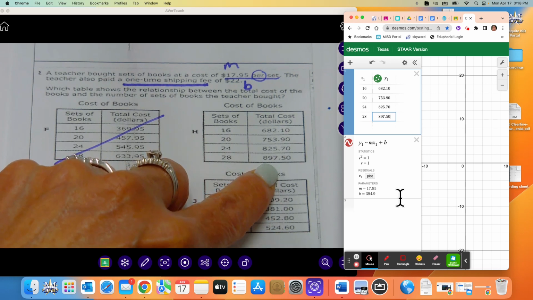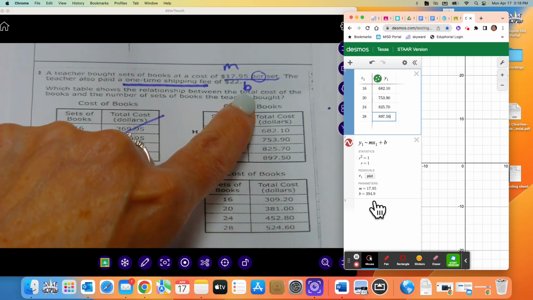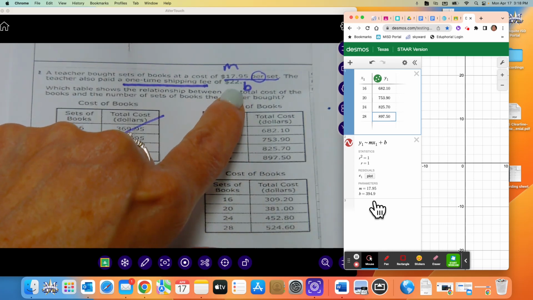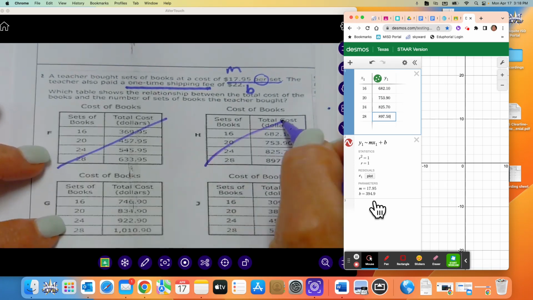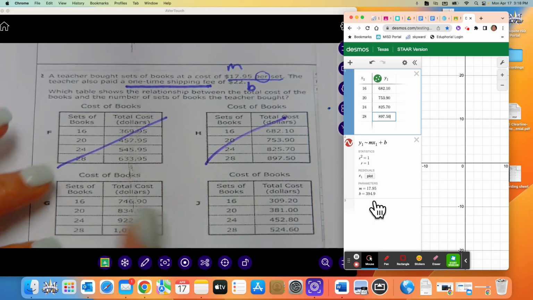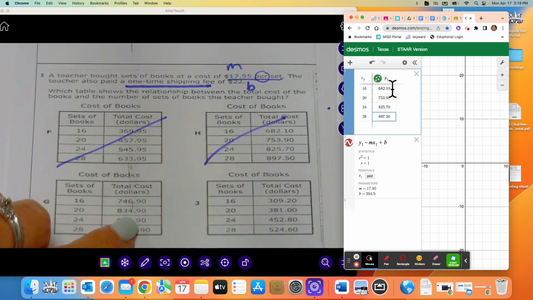Okay. We don't have to retype this. It's good. So for M, we get 1795. So that's right. But for B, we get 394.9. Okay. So it's not this one. Let's just double check. Those are all the same X values. So we're good. So we're just going to change the Y values.